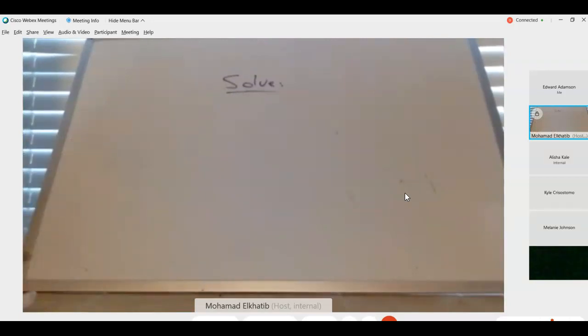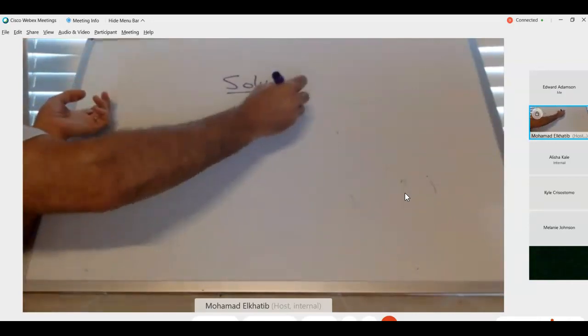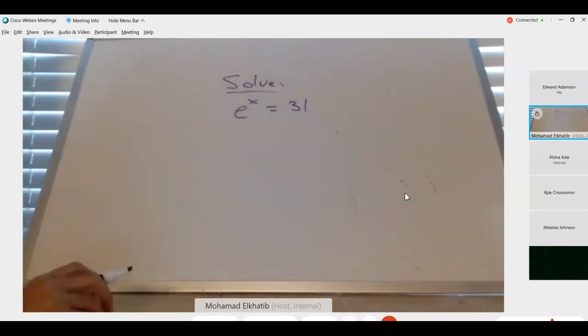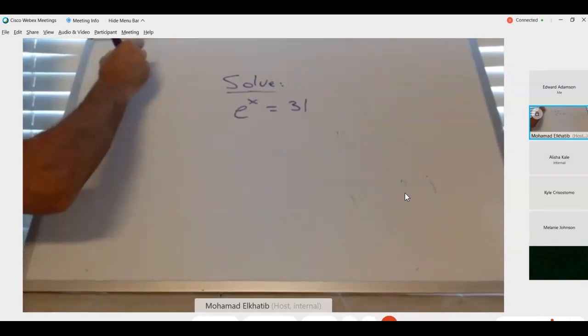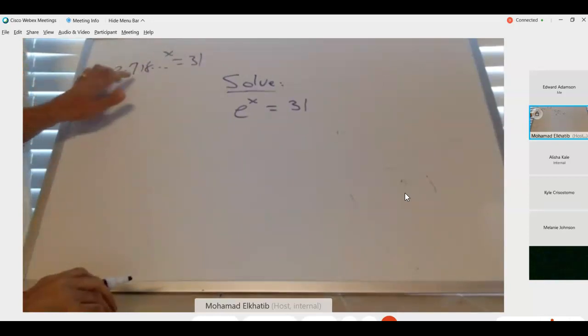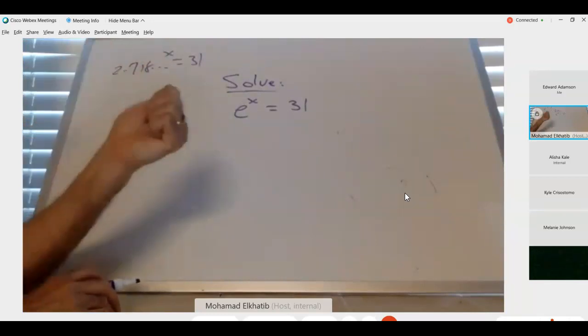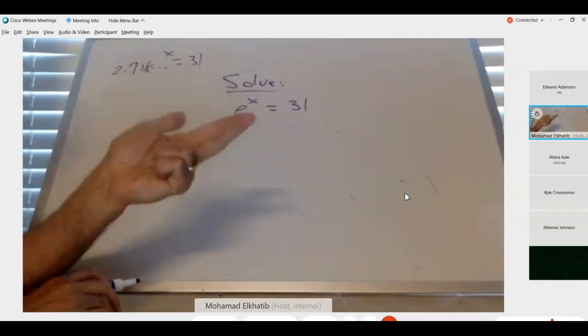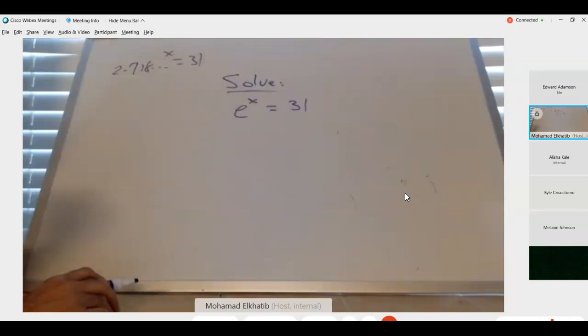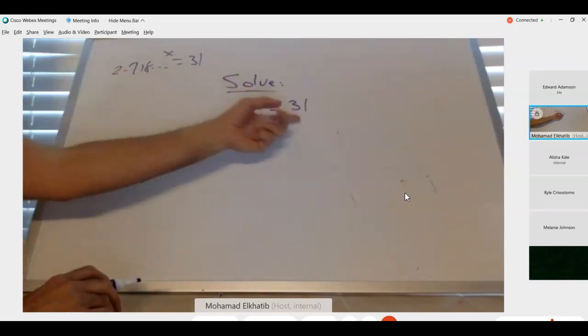Okay. All right, last example of the day. So be sure you guys have the rules in front of you when you do your homework assignment. Okay, that's going to help you a lot. Have the notes in front of you. So here we go. e to the power x equals 31. And this is for the young lady who got confused about e. Okay, this means 2.718 whatever to the power x equals 31.